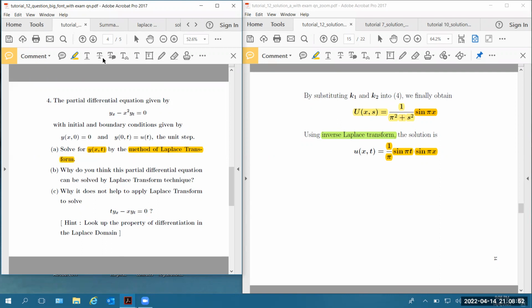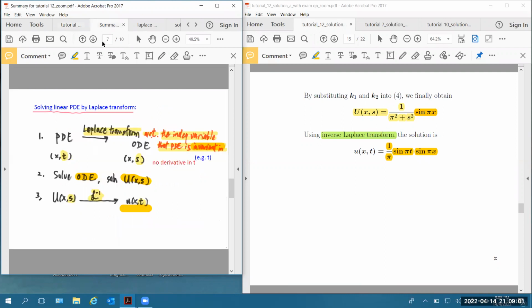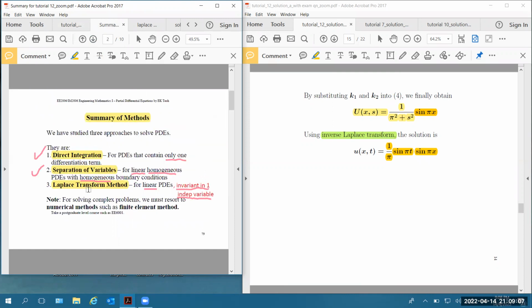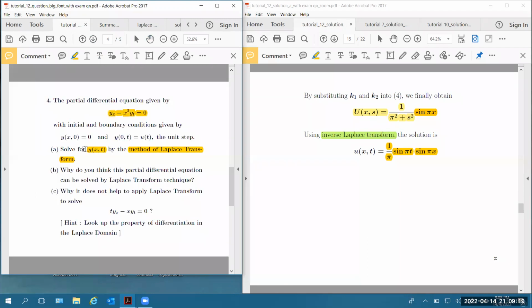Now let's go to our summary. Is this suitable for the method of Laplace transform? Let's see our summary. I believe it's page 2. So, Laplace transform is for linear PDE, invariant in at least one independent variable. So let's go to our question. This one, is it linear or not? Yes, this one is linear.